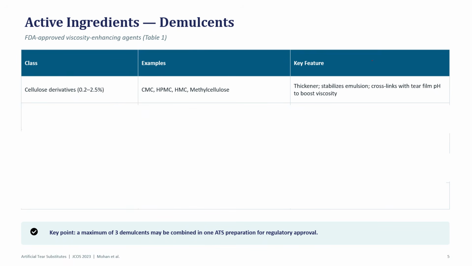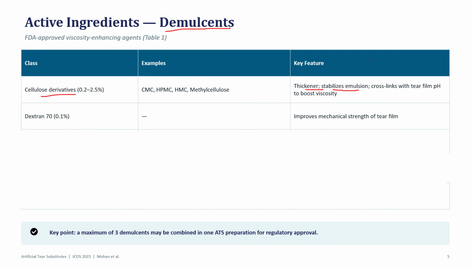Now, what are all the active ingredients? As I told you, these active ingredients are called demulcents, and we can have 3 demulcents at maximum in a tear film. So they can be cellulose derivatives like CMC, HPMC, hydroxyethyl cellulose, and methyl cellulose. What is the main role of it? It is a thickener, it stabilizes the emulsion, and it boosts the viscosity.